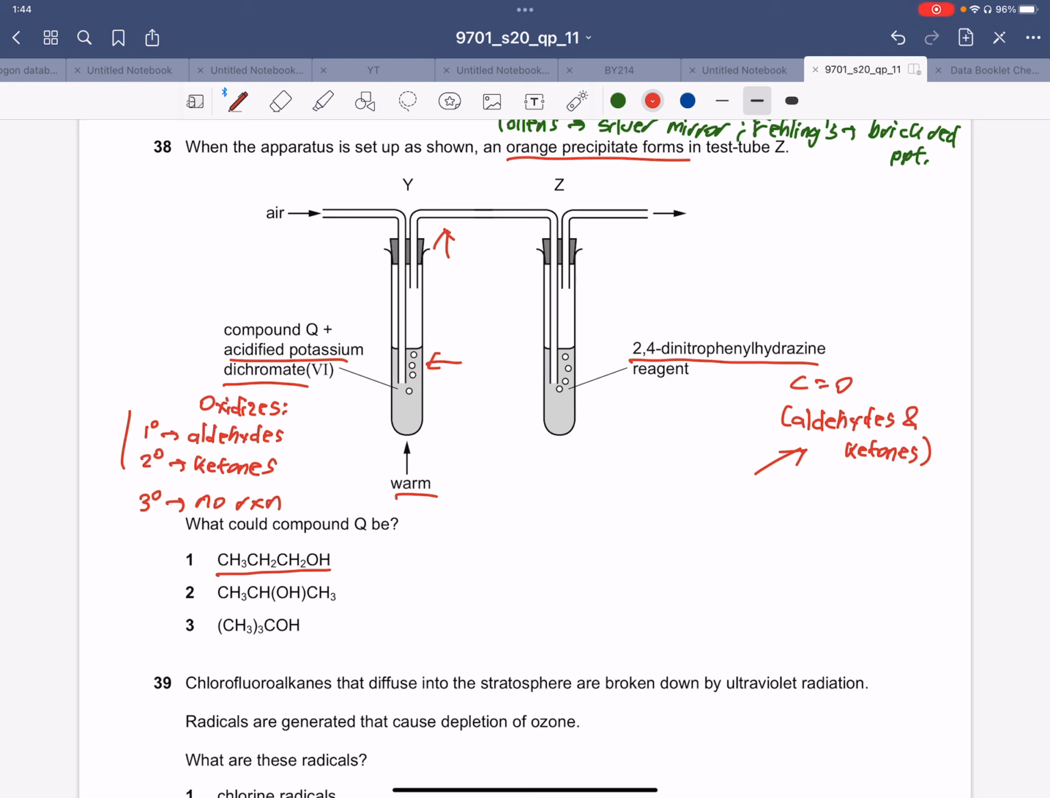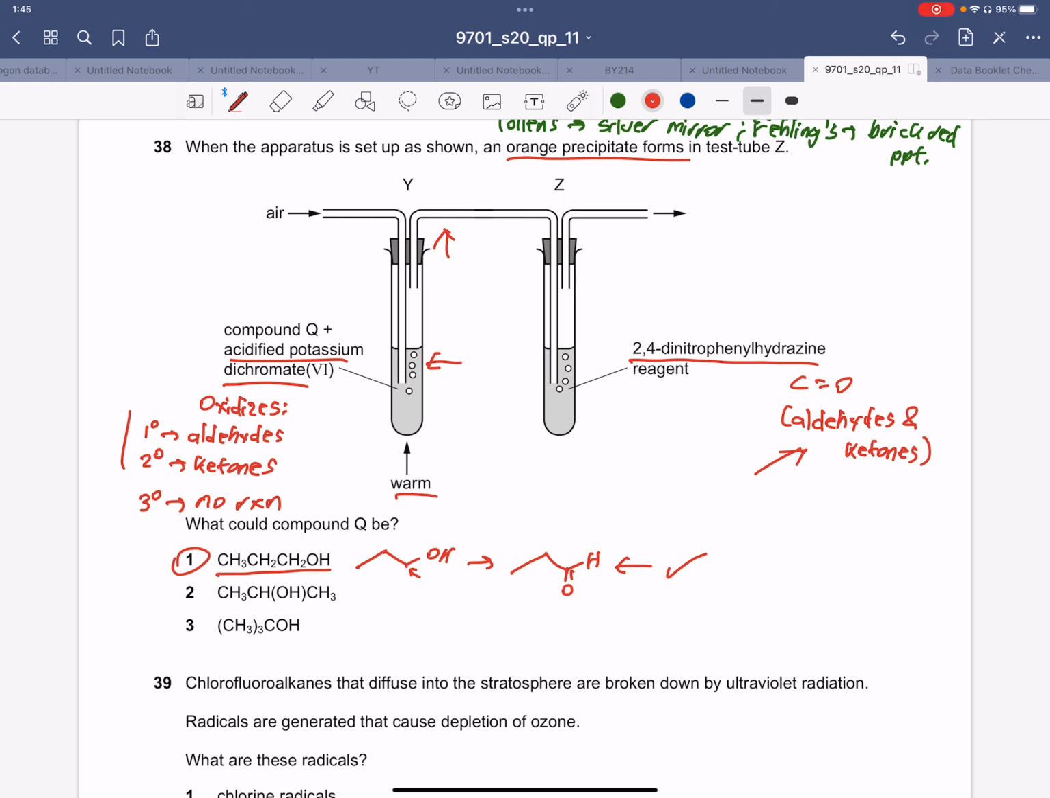CH3CH2CH2OH. So that's this, I believe. And that will oxidize to an aldehyde because that is a primary alcohol right there. Actually, let me redraw that. It'll go like this, OH, like that. And again, it's not a carboxylic acid because it's not under reflux. So that will give a positive test. So that is a correct option. Option 1 would be working.